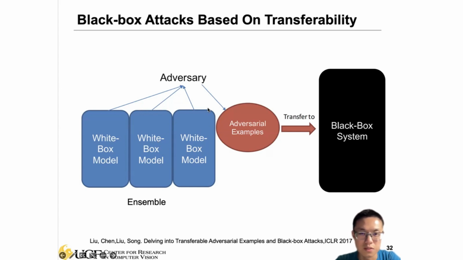And in this case, you can think of the transferability as improved, because it can make a host of machine learning models fail. And then when you use this adversary example, there's a high chance this can also make the black box system fail. So that is, you can use the ensemble method to improve the transferability of the adversary. Okay.